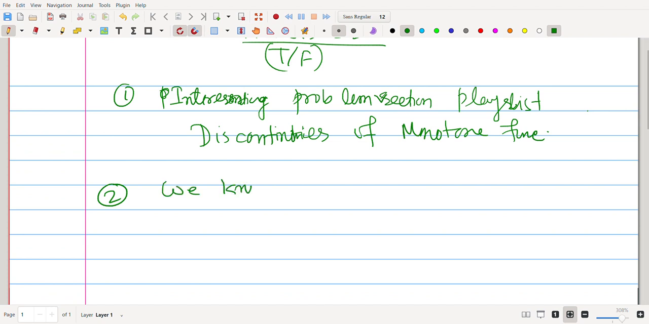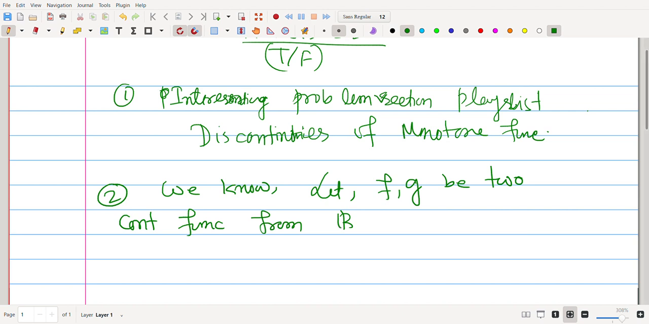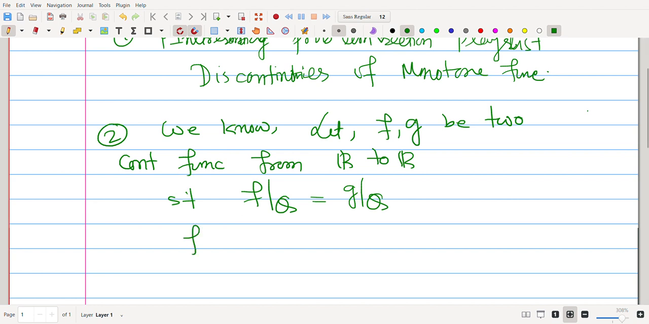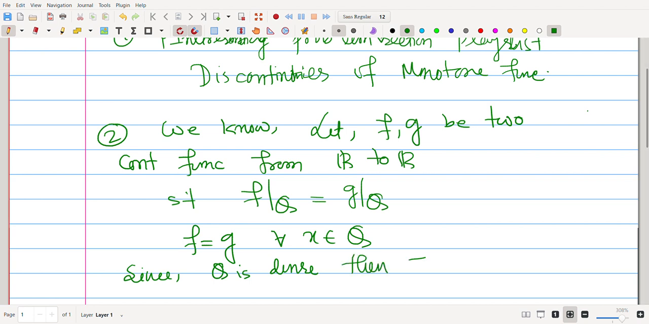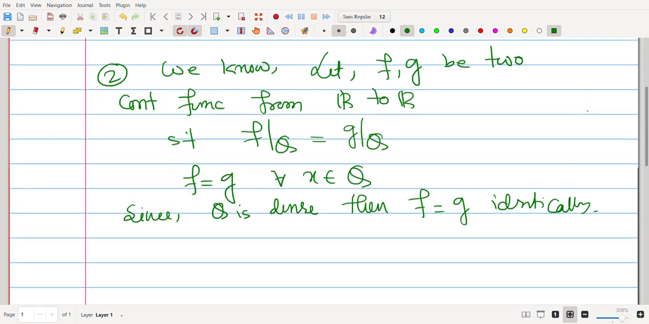So we know, let f, g be two continuous functions on R such that f restricted on Q is the same as g restricted on Q, right? That means f equals g for all x belonging to Q. Since Q is dense, then f equals g identically. It's a basic real analysis fact, right? So I'm going to use this.